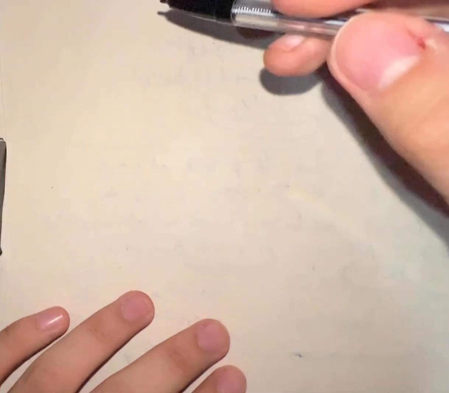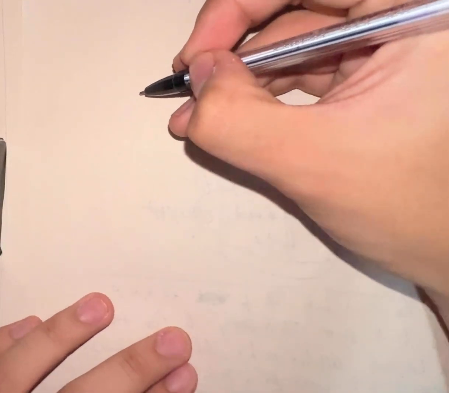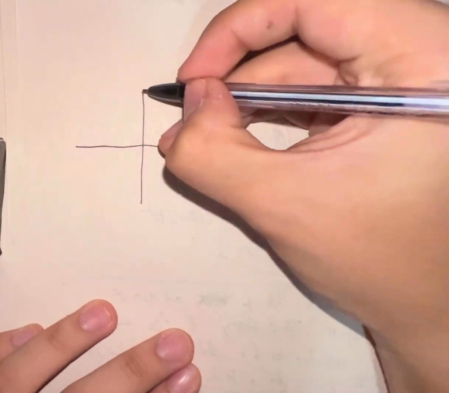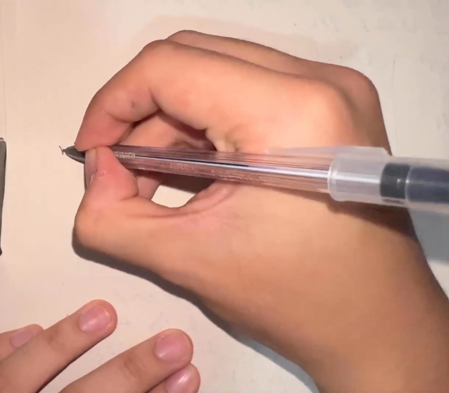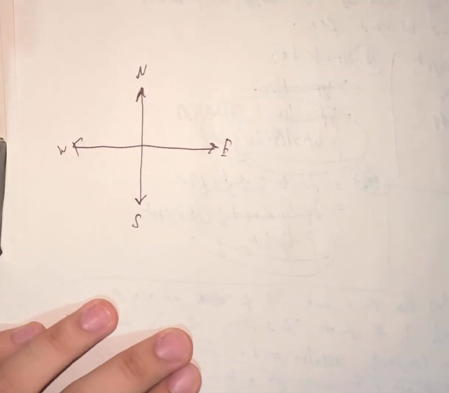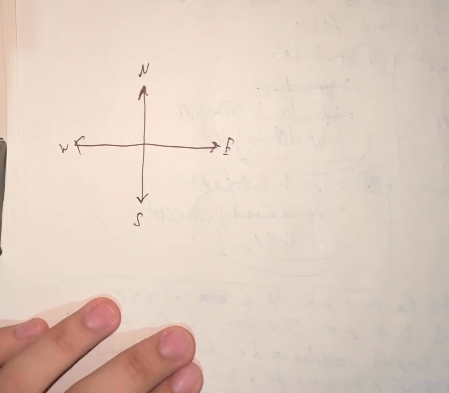So I'll take this away. Okay. Let's head straight to solving. So basically, when it comes to these ones, of course, always and always represent them in the Cartesian coordinate plane. Illustrations are very important. So north, west, east, south. Never forget your cardinal directions.